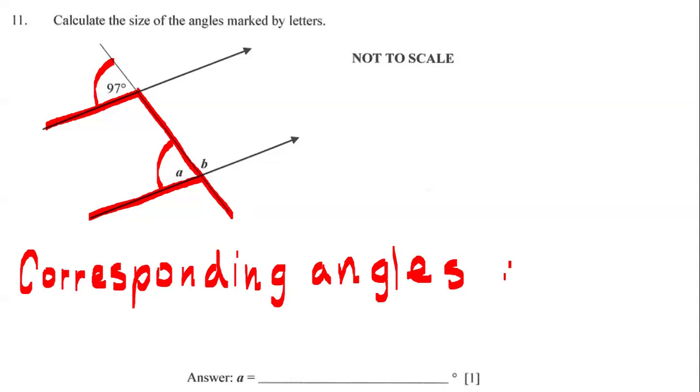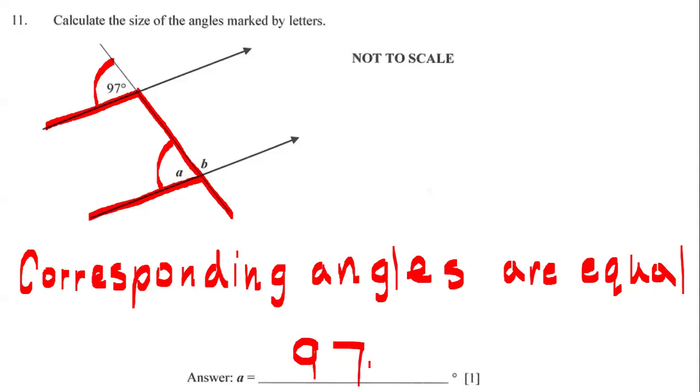And what letter do they form? An F. Just an F? Okay, yes. Equal. So that means that A is going to be equal to 97. Okay, so if A is 97, put inside the chat what you think B is going to be. If A is 97, what is B going to be equal to?